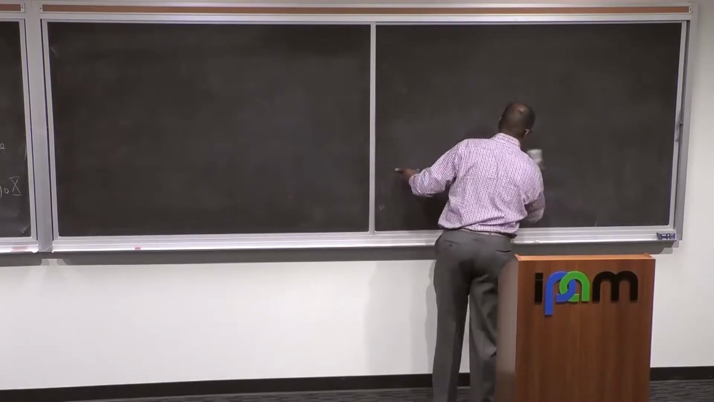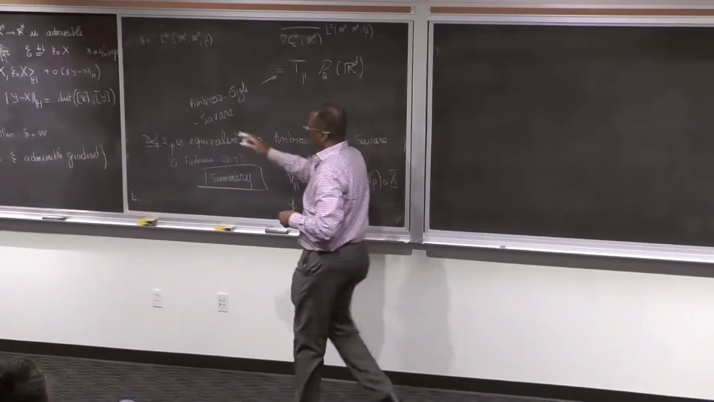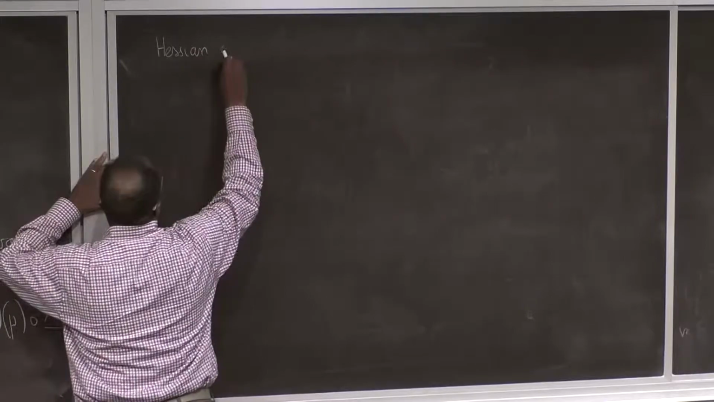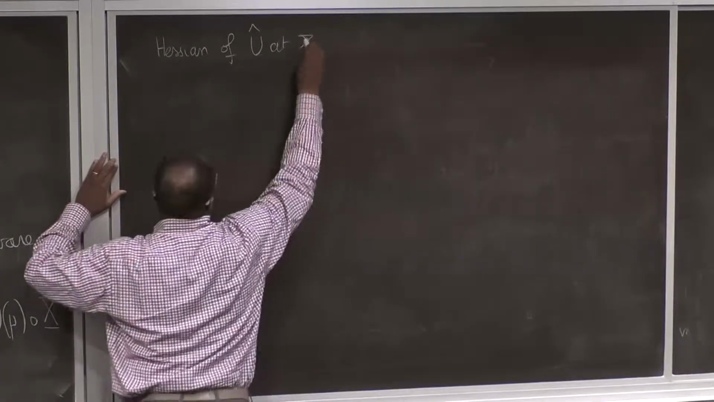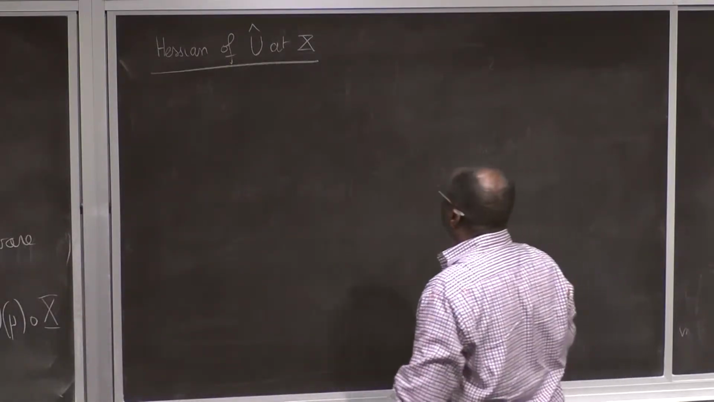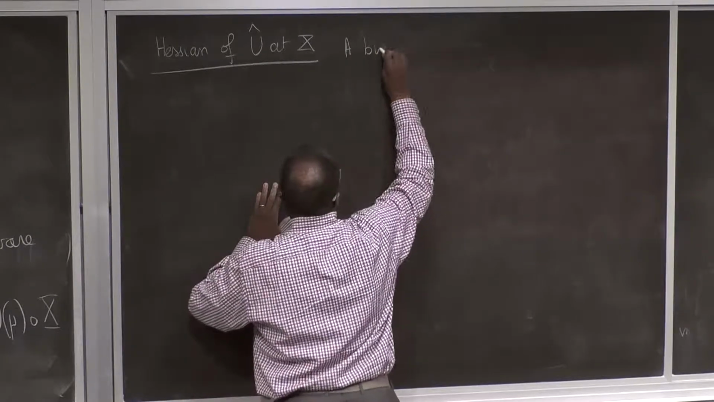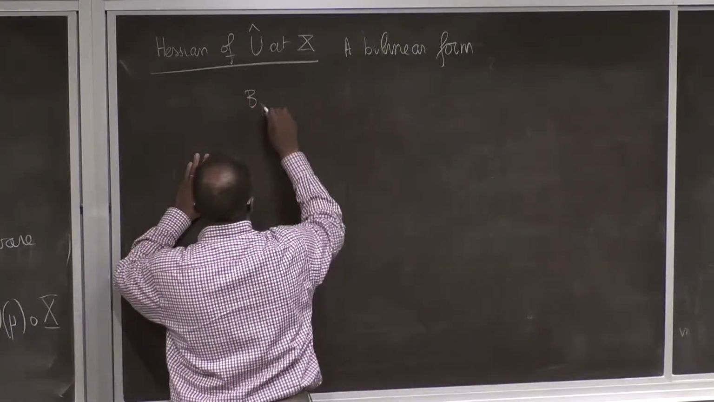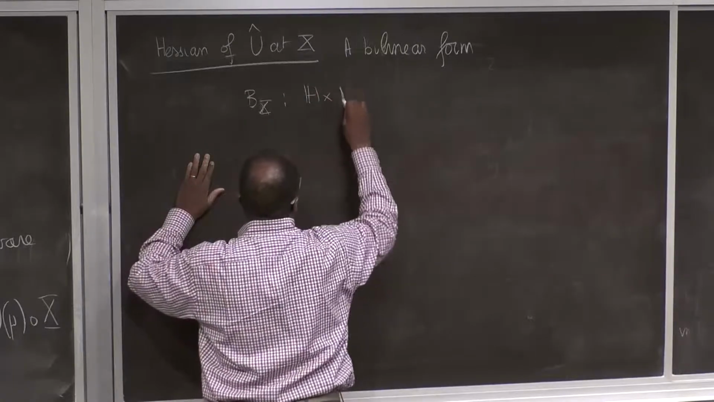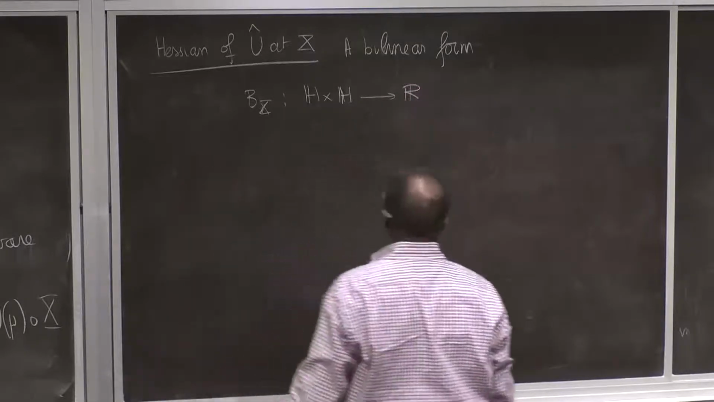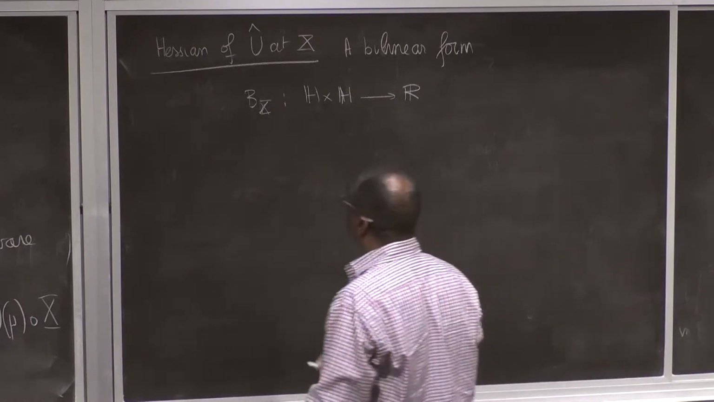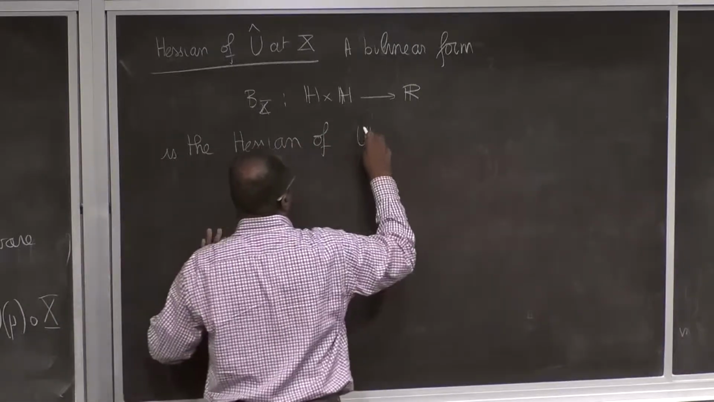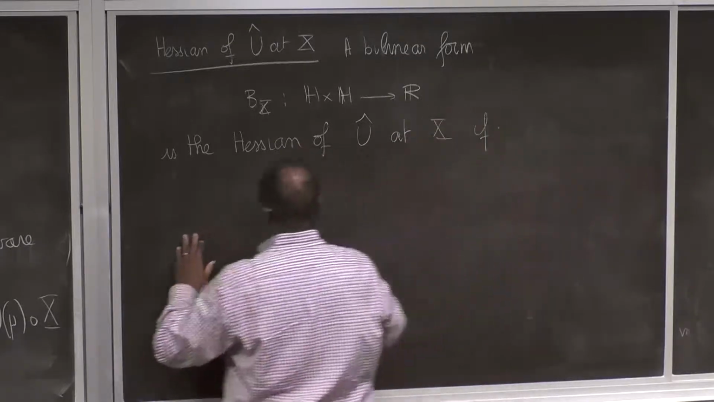Okay, now I recall what the definition of subdifferential or a differential is. Let me recall what a Hessian is of u hat at x. So a bilinear form Bx from H cross H to R is the Hessian of u hat at x if you can have a second order expansion.